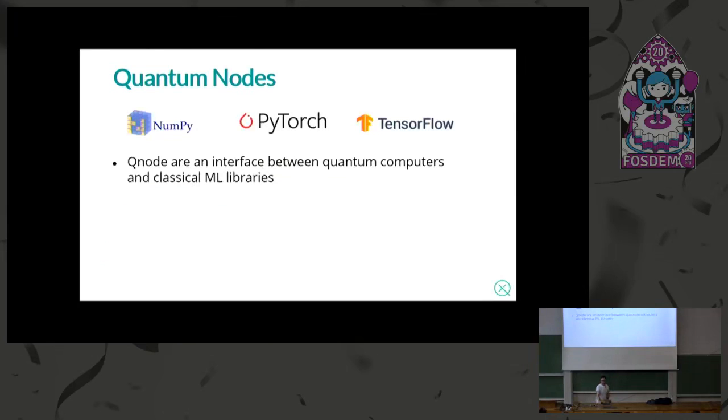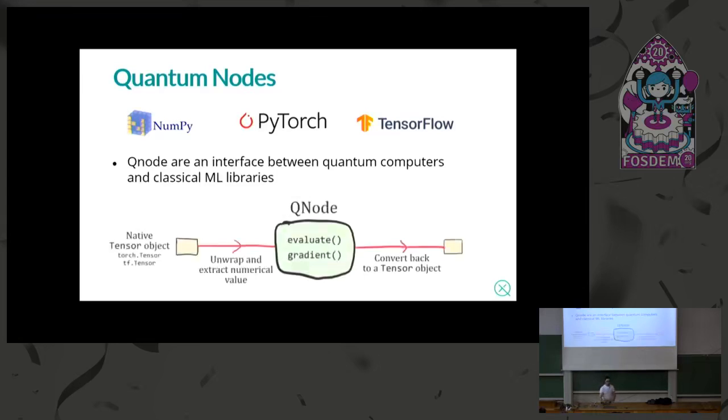So how do we do this? With PennyLane, we support three main interfaces: NumPy, PyTorch, and TensorFlow. And the way this works is we accept the tensor objects from these three frameworks. So for NumPy, if you're using Autograd, an ArrayBox; for the other two, a torch tensor or a TensorFlow tensor.